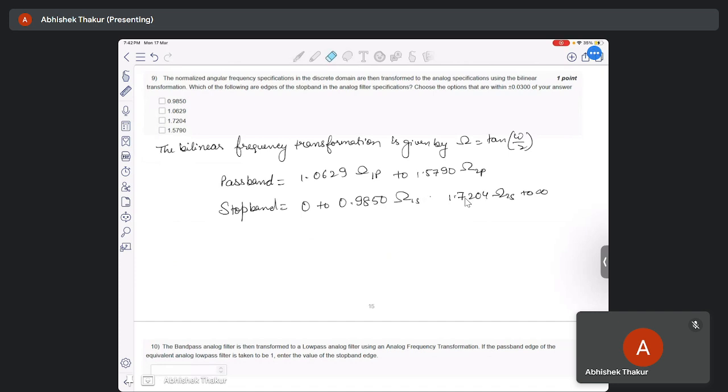So these are the stop band and the pass band. So here you can see which of the following are the edges of stop band. So the edges of stop band is 0.9850 and 1.7204. These two are the edges of stop band. So option C is also correct in this question.